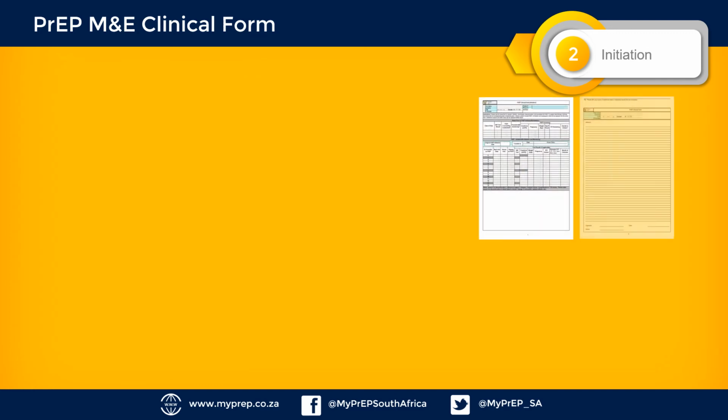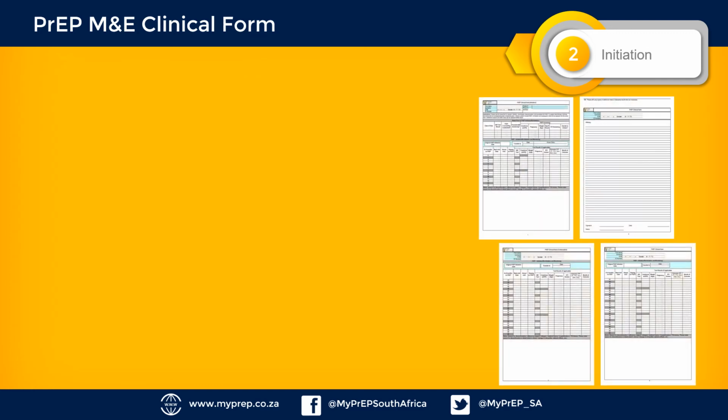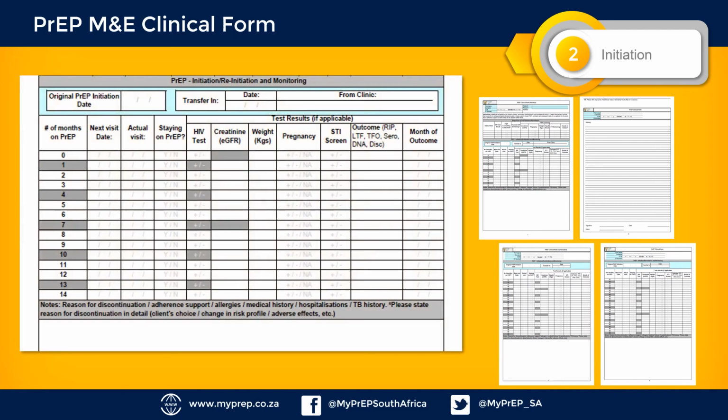With regards to clinical monitoring, we need to be monitoring the following. Clinical visits. After a client starts oral PrEP, they need to return to the clinic to see the clinician, the nurse or the doctor, for a follow-up visit after 4 weeks and thereafter every 3 months or quarterly.